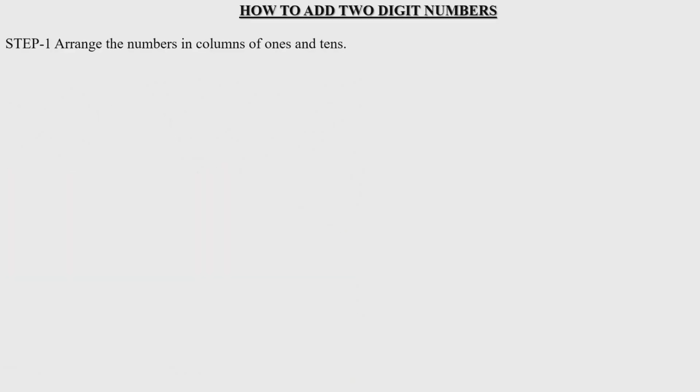Arrange the numbers in columns of ones and tens. As we have two numbers 23 and 24. So in 23 write 2 at tens place and 3 at ones place. In 24, write 2 at tens place and 4 at ones place. Now we will add it.